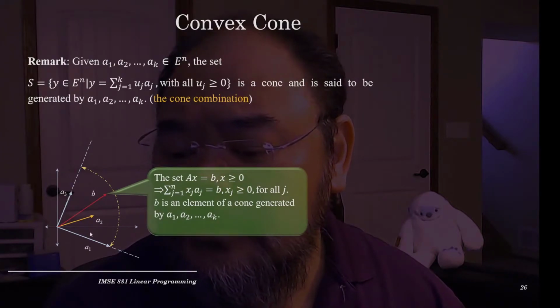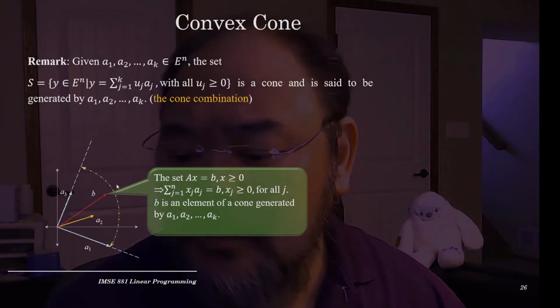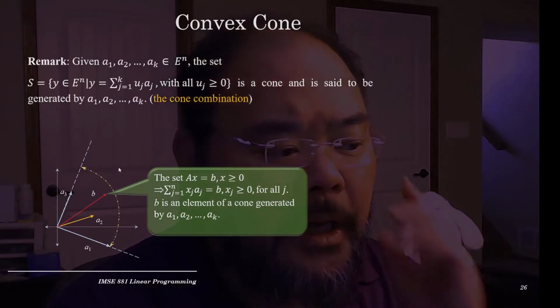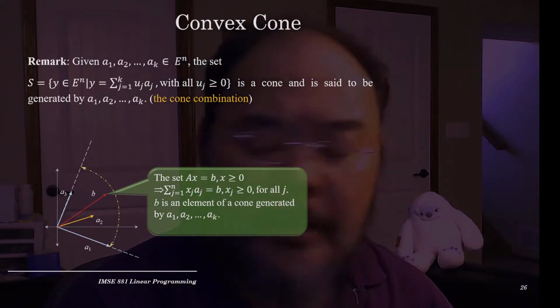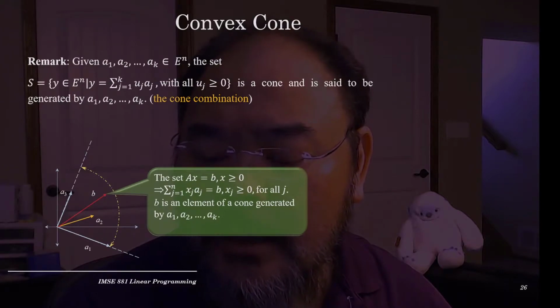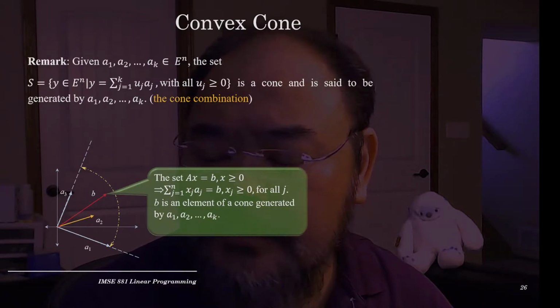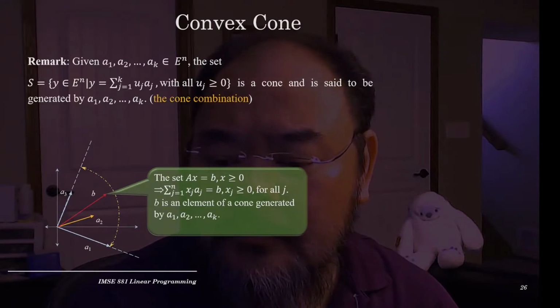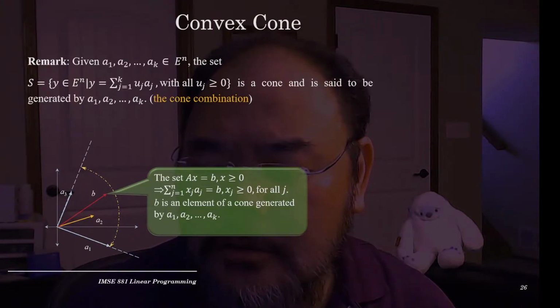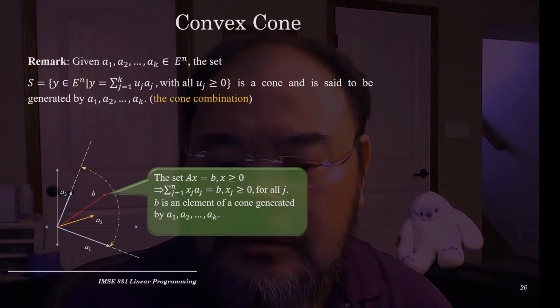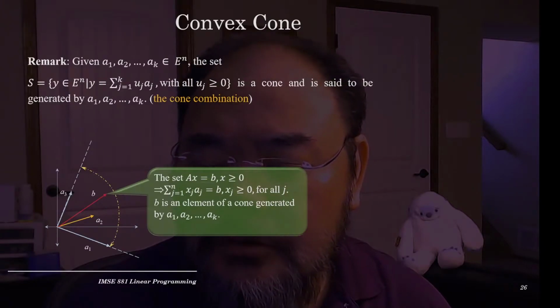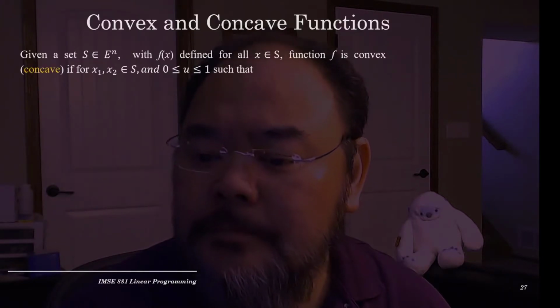We will talk about this concept a little later as part of a linear programming constraint set and how that is going to be used in the solution space. So basically your right-hand side is a cone combination formed by the columns of your constraint matrix.